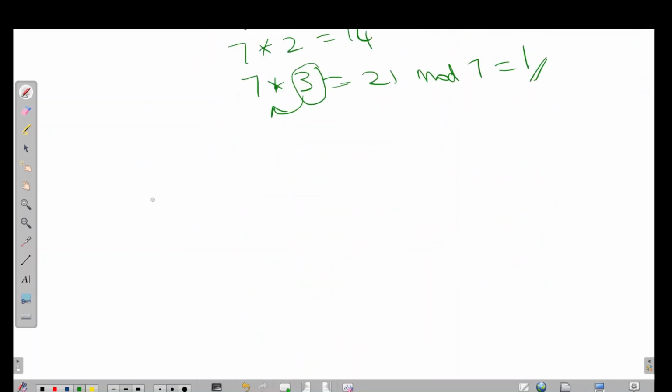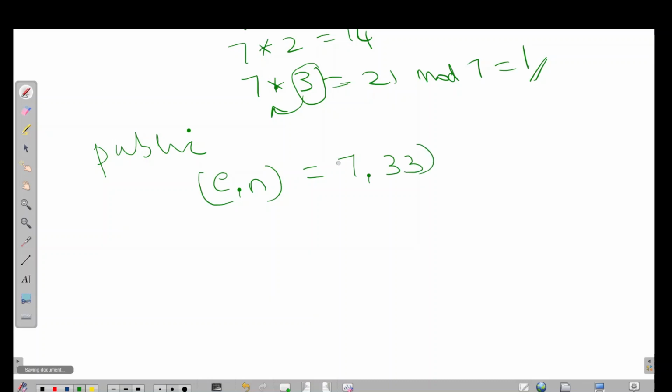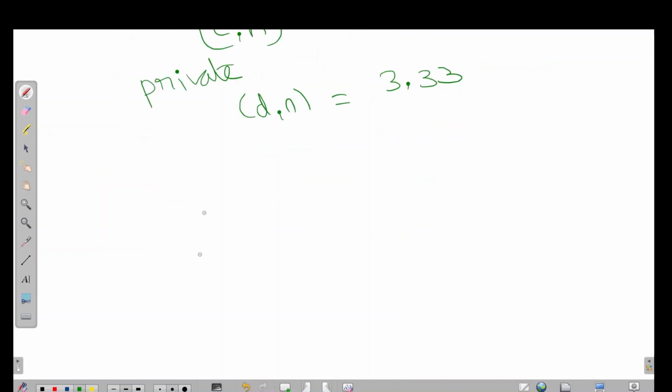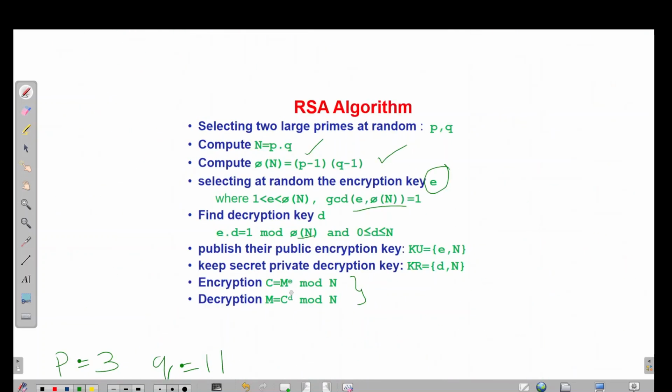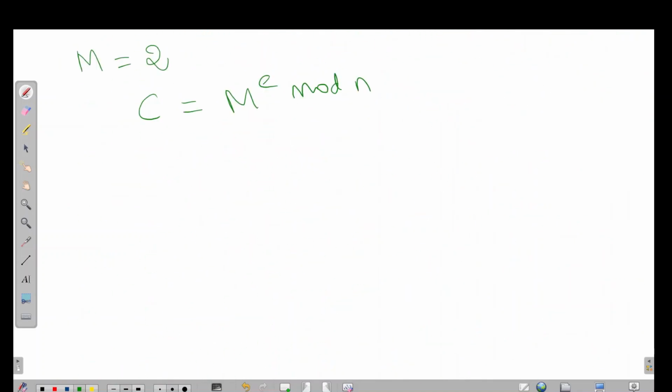So now I can make my key pairs. The public key pair is E comma N equals 7 comma 33, and your private key, D comma N, is equal to 3 comma 33. Now we have the key pairs. Now let us take one example with message m equal to 2. For my message m equal to 2, let us try to find the ciphertext C equal to m power e mod n. We already discussed that C equals M power E mod N. So I want to find the code word.